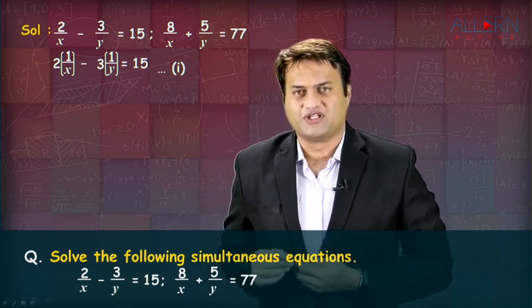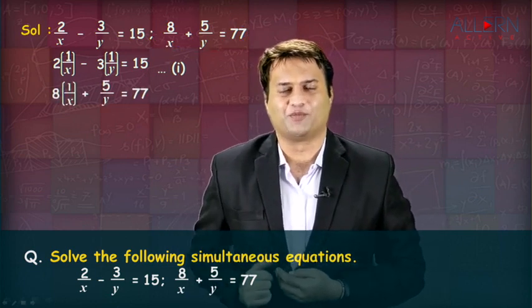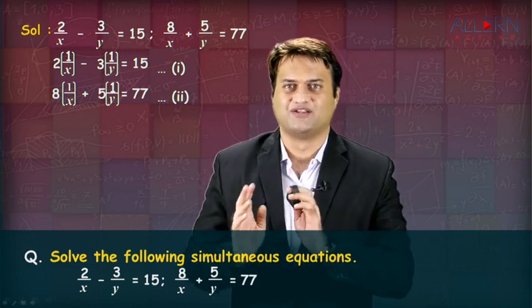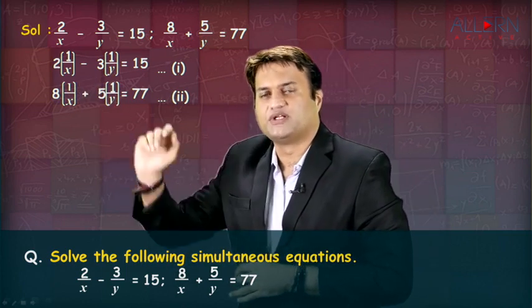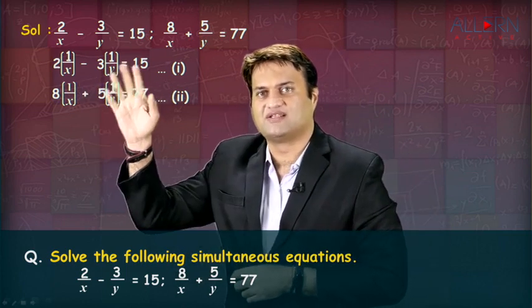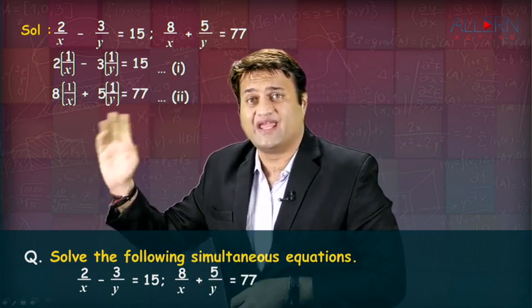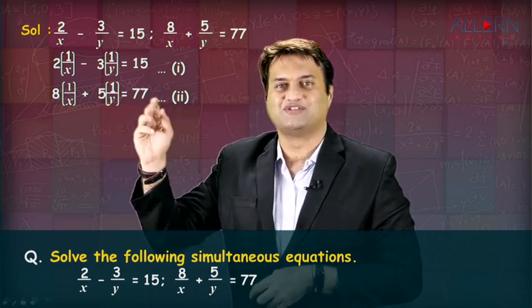Let this be the first equation. Similarly, 8 upon x is nothing but 8 into 1 upon x. And 5 upon y is nothing but 5 into 1 upon y. Let this be the second equation. Now look at both the equations. The first equation is 2 into 1 upon x minus 3 into 1 upon y is equal to 15. The second equation is 8 into 1 upon x plus 5 into 1 upon y is equal to 17.